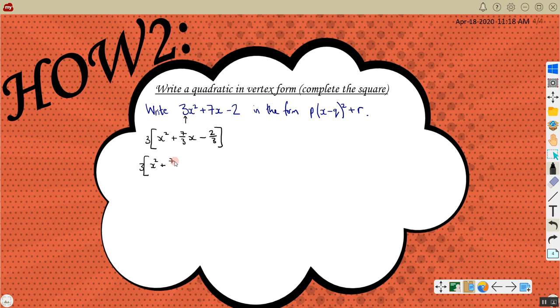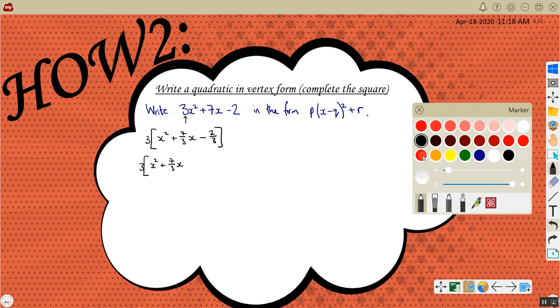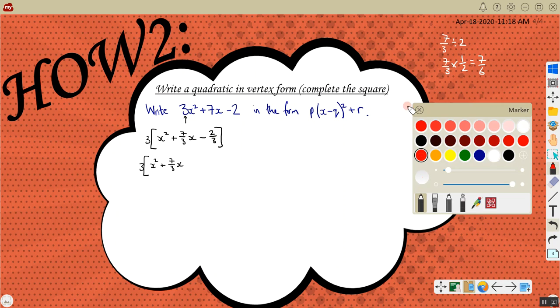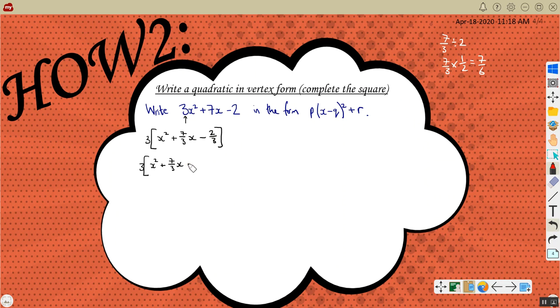What is your middle term? Take your middle term, 7 over 3. You half it. What is half of 7 over 3? Half of 7 over 3 is 7 over 3 multiplied by, keep change flip, which is 7 over 6. So you take your middle term, you half it, you add it on and square it, and then you subtract it. Take your middle term, half it, square it, add it on, subtract it.